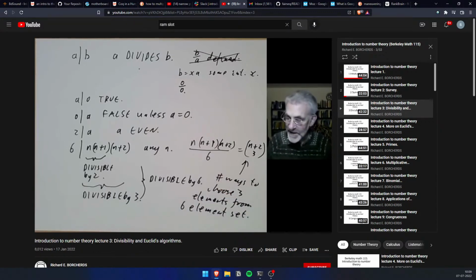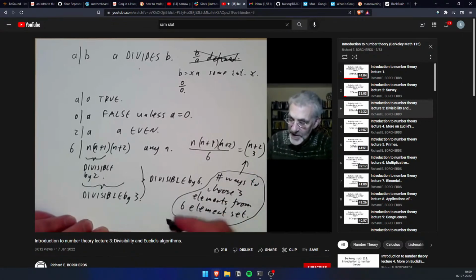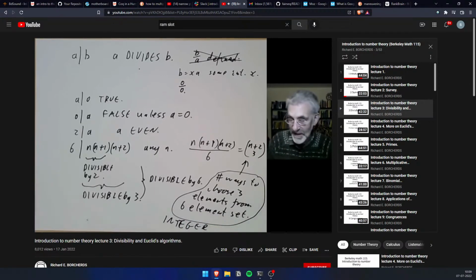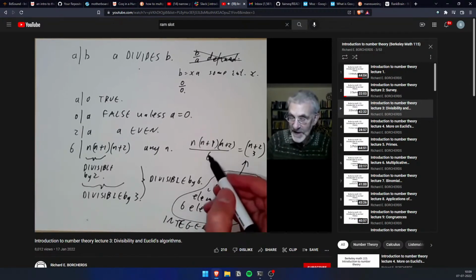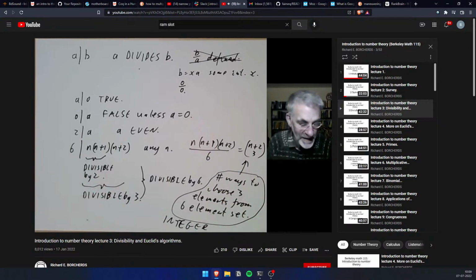Now, the number of ways of choosing 3 elements from a set is obviously an integer, because we're just counting something, and that's going to give you an integer. So this number here is an integer, so 6 divides this number here.